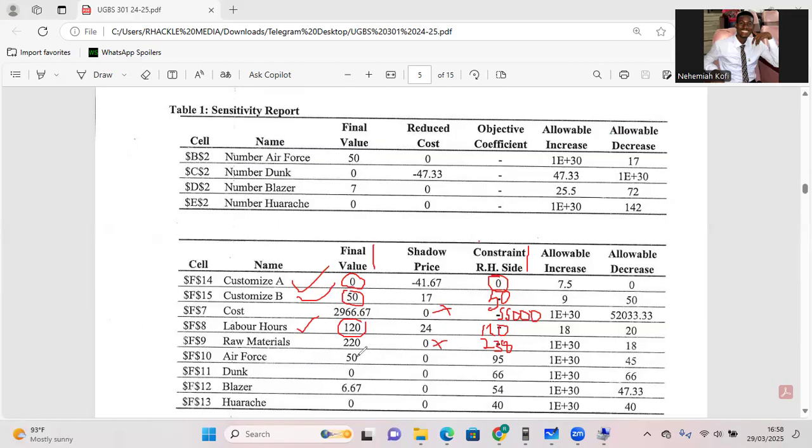For the next one, we're having 50, 95 here. Non-binding. This and this non-binding. This and this non-binding. Right, so we have these three as binding and the rest as non-binding. So we're going to put the same thing there.